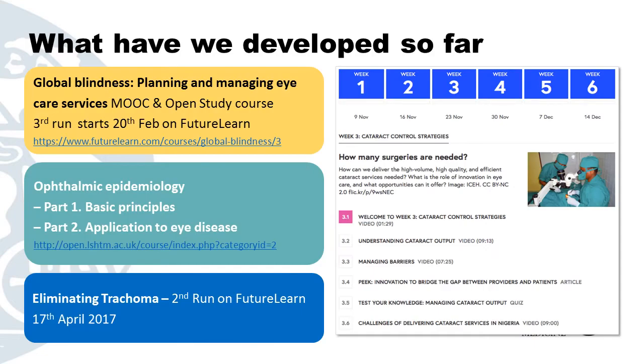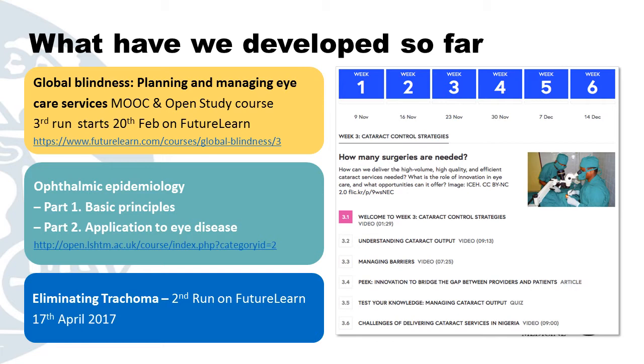So what have we done so far? We've created what I would say are three big courses, one being on global blindness, planning and managing for eye care services. This has taken the shape of both a MOOC and also an open educational course on the London School's Open Study platform. And we're going to have our third run starting on the 20th of February on FutureLearn. We've had over 5,000 people who've done this course already.